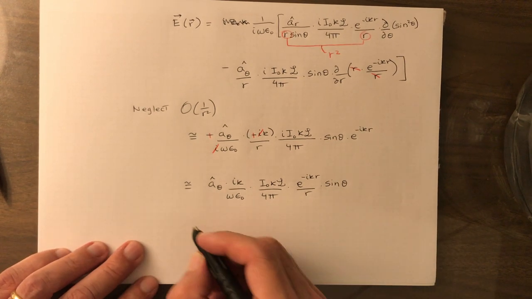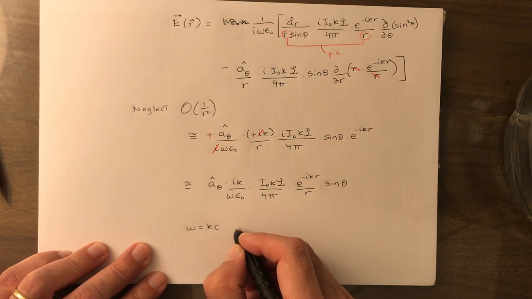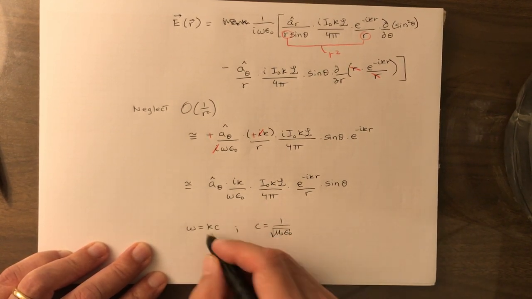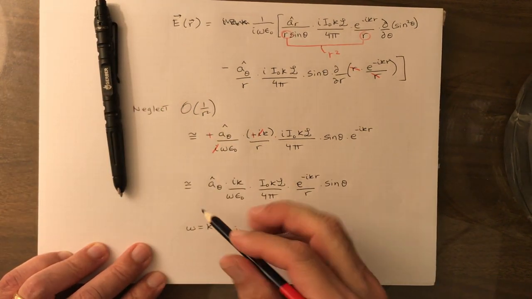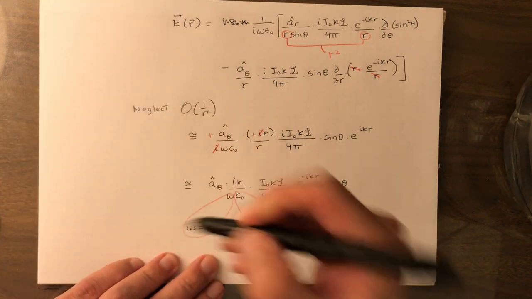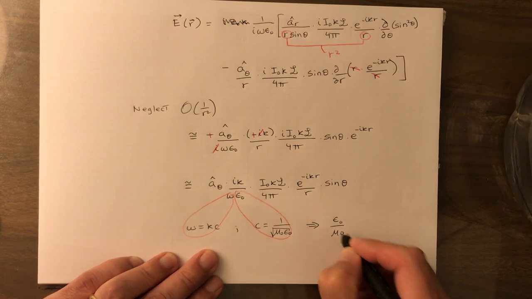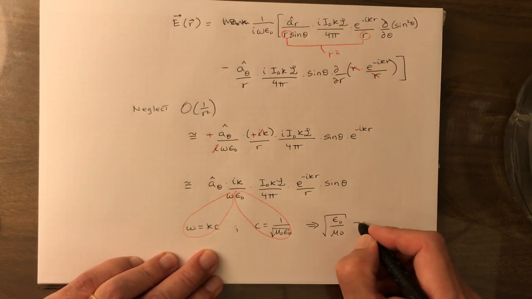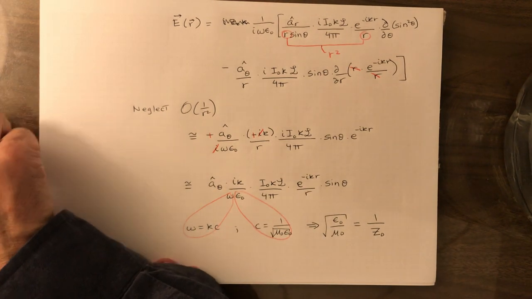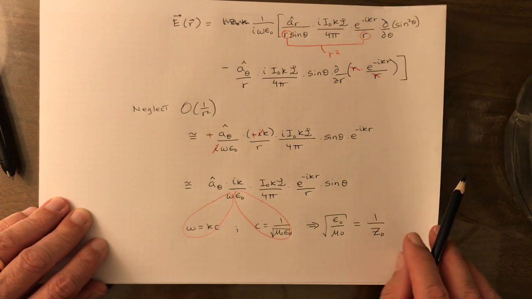We can go ahead and clean this up a little bit by noticing that for our case, omega equals kc, that's the dispersion relation that we're discussing here. Then, of course, we have c equals 1 over the square root of mu naught epsilon naught. These two expressions will combine here to give us the square root of epsilon 0 over mu 0, and that is by definition 1 over the characteristic impedance, the inverse of the characteristic impedance of the vacuum. The reason we're doing this is so that we can express the next expression, which is going to be our final form, in terms of the characteristic impedance.